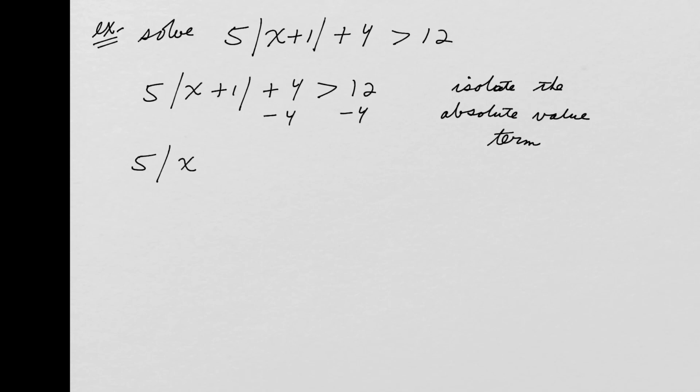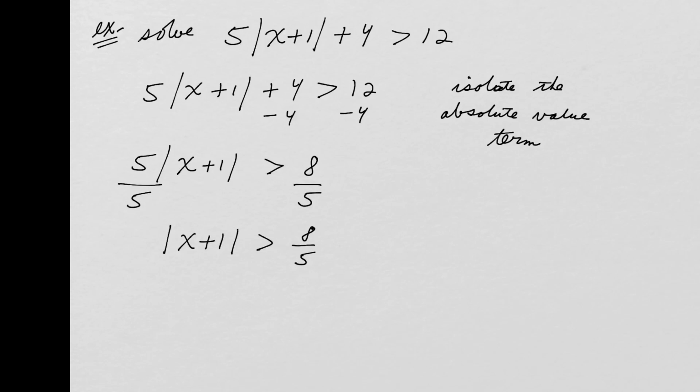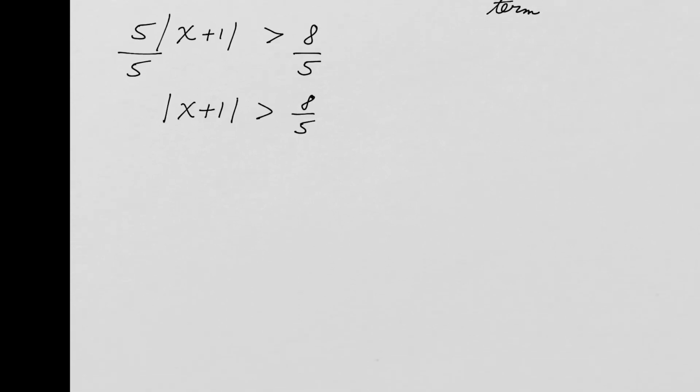So I have 5 times absolute value of x plus 1 is greater than 8. And then I'd have to divide by 5. So I have absolute value of x plus 1 is greater than 8/5. So remember, that means there's two possibilities. Either that expression is less than -8/5, less than -k, or that expression is greater than +8/5. It's the only way the distance can be greater than 8/5.